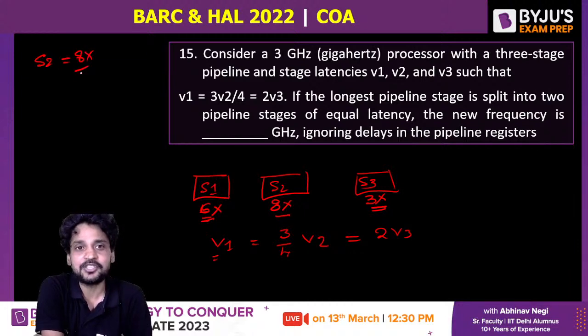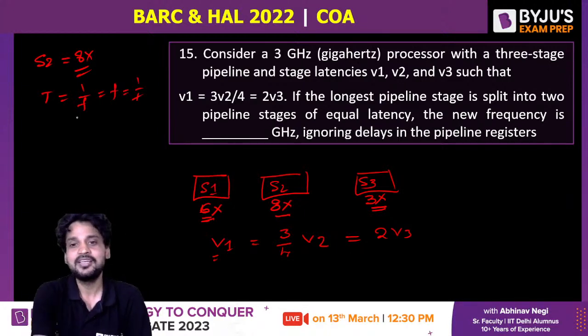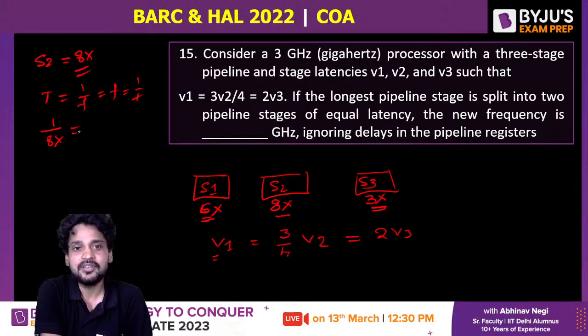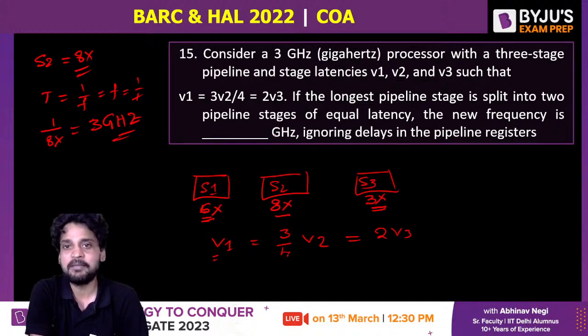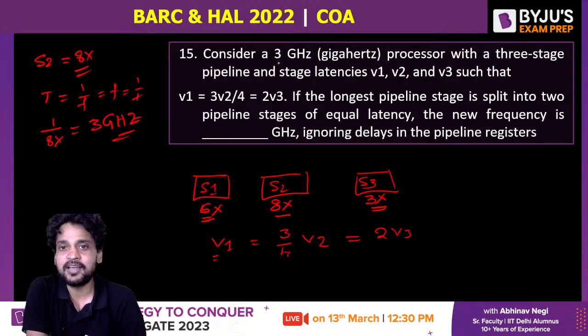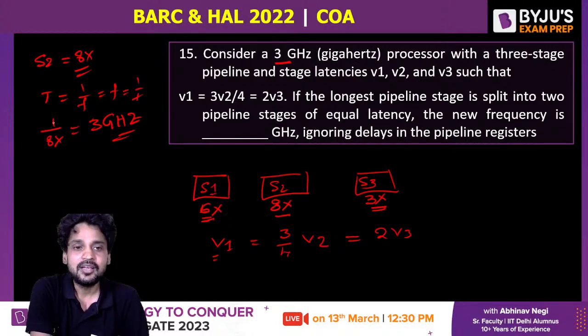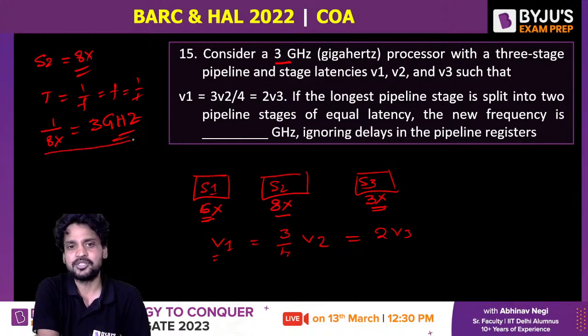S2 has 8x. Now we can clearly relate T is equal to 1 by F, or F is equal to 1 by T. The thing is 1 by 8x is equal to 3 GHz. What is the frequency of this pipeline? The frequency of this pipeline is 3 GHz. So as 1 by 8x is equal to 3 GHz, we already got this.